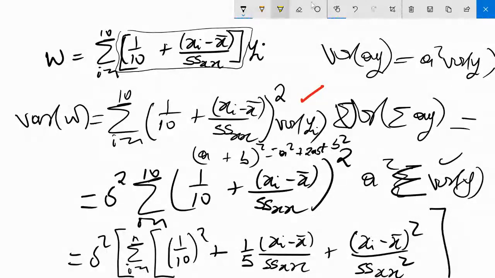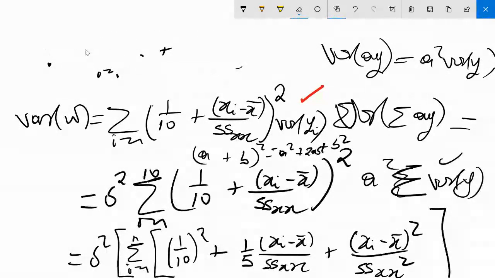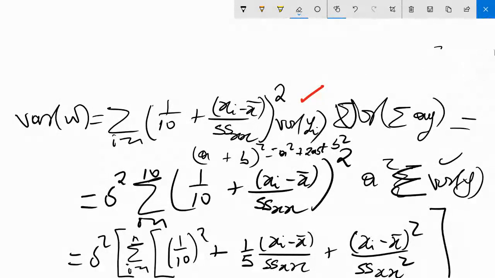We have that. Let me create a space here, up here. So we have that. Now we want to bring in the summation. We have, let's say, sigma squared into the sum from 0 to 10. When you sum a constant n times, it becomes n multiplied by the constant. So here we're going to sum.